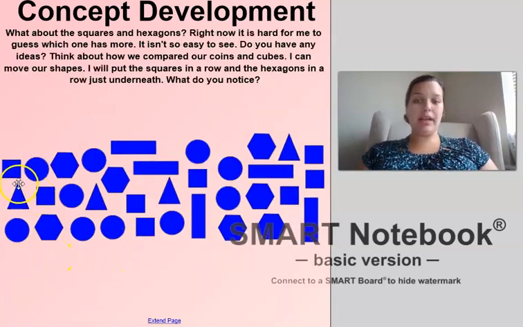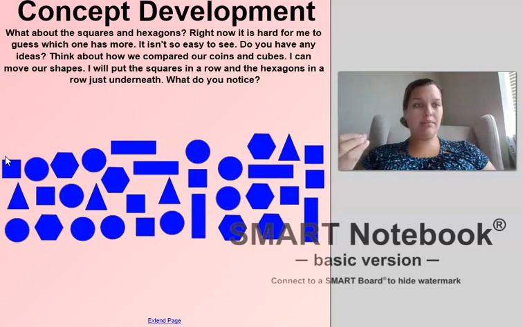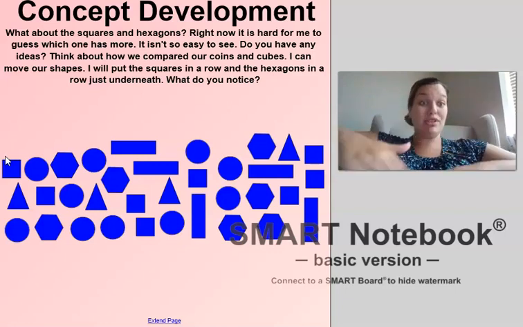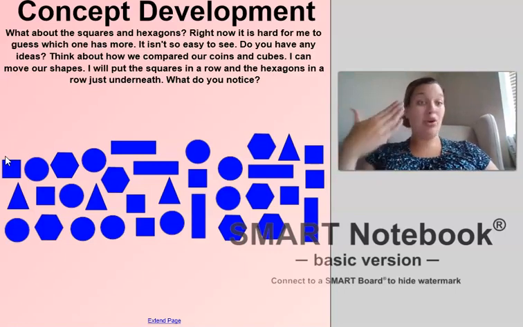Now we're going to go on to our squares and hexagons. So right now it's not too easy to see if there's more squares or hexagons. So how could we move our shapes around the board? We could line them up, or we could do what we did with the pennies and the cubes. We could put our squares down and then put our hexagons over them, or put our hexagons down and then put our squares over them.